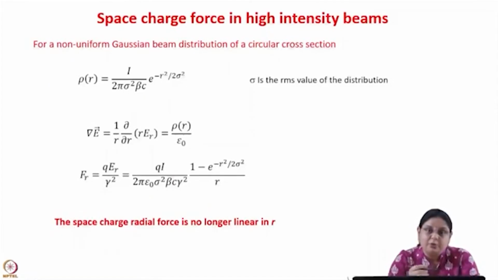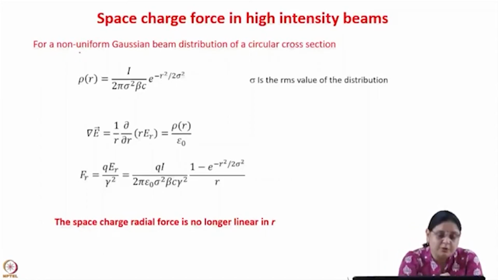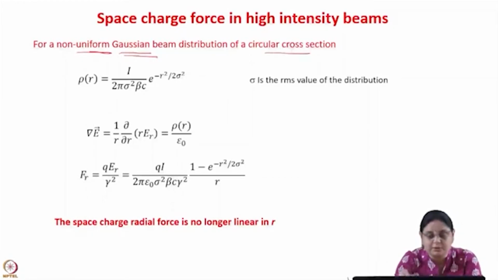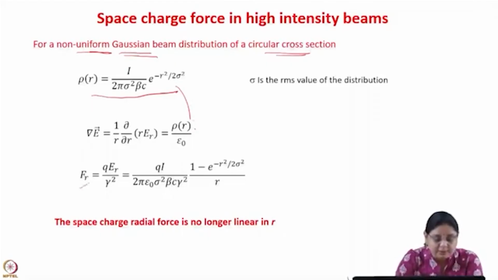Now we have calculated for a uniform charge distribution. Now if we calculate for a non-uniform charge distribution, let's consider a Gaussian beam distribution for a circular cross section. So the charge density is given by this expression. So again, using Maxwell's equation, divergence of E is equal to rho by epsilon 0. Now rho, we substitute the Gaussian distribution here, and we can calculate the force in the radial direction using QER by gamma square as we have calculated previously. So we get this expression.